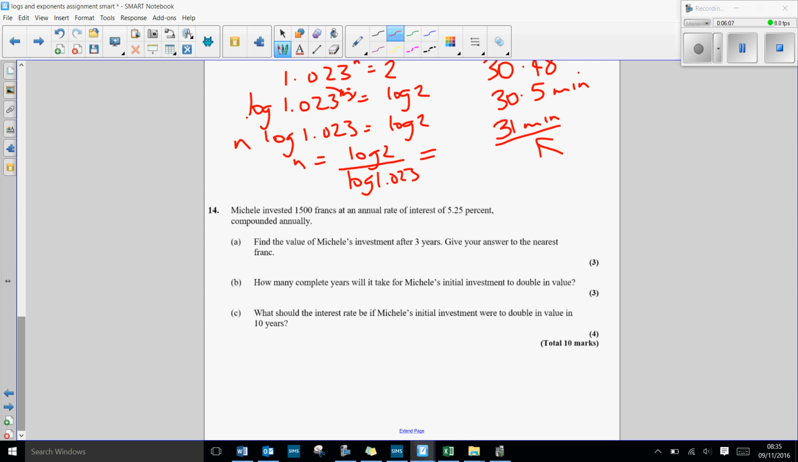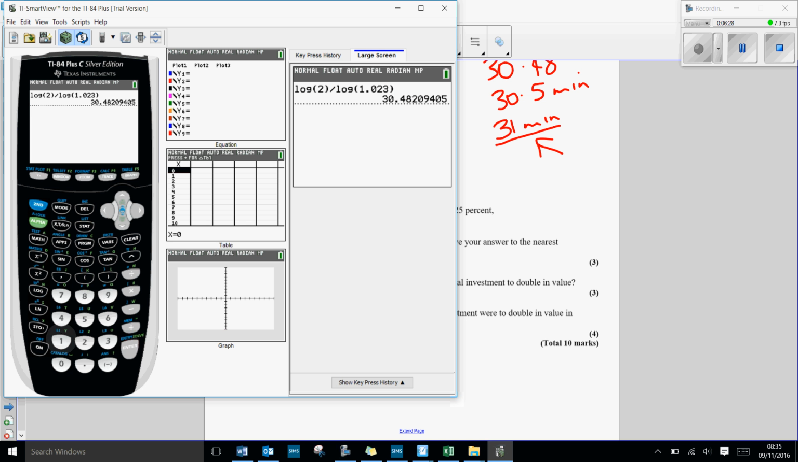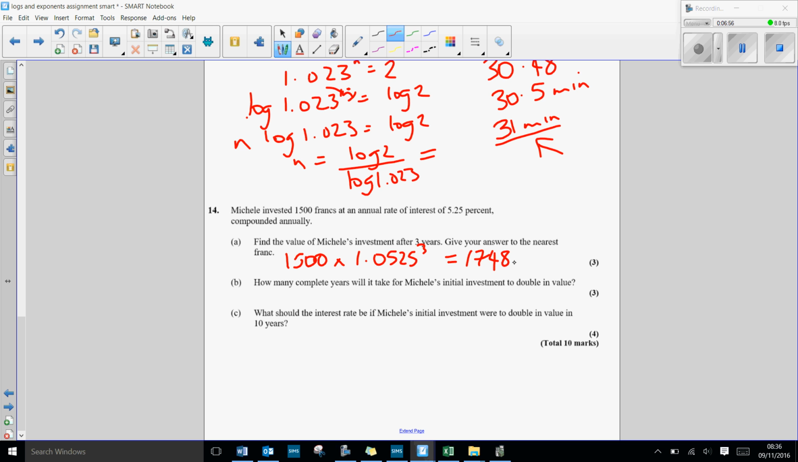So number 14, Michelle invested 1,500 francs at an annual rate of 5.25%. To find the value of her investment after 3 years, this would be 1,500 times by 1.0525 to the power 3. So it's 1748.87. To the nearest franc, though, would be 1749.